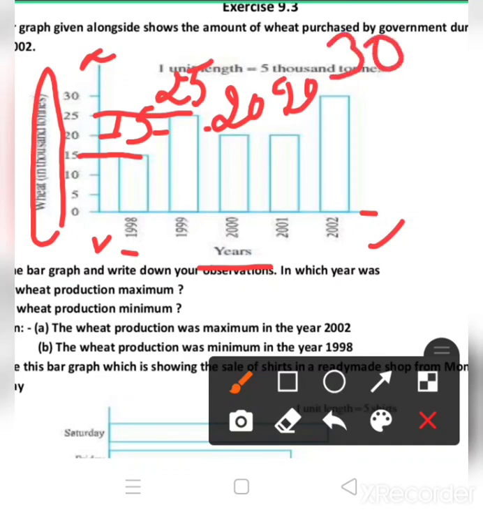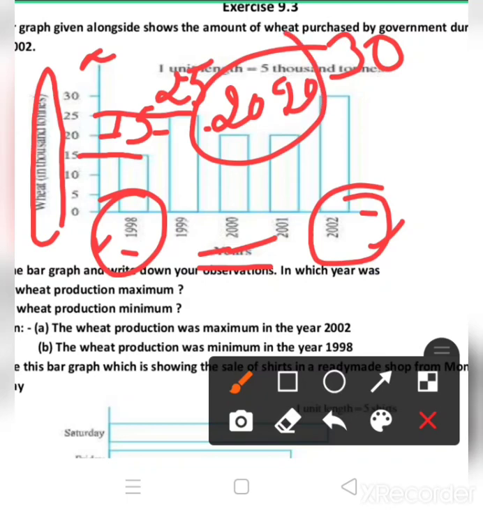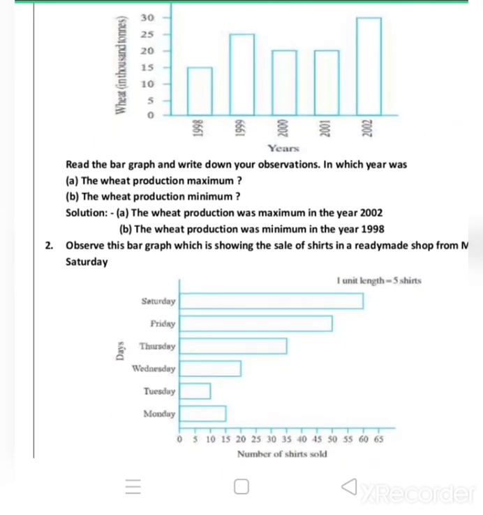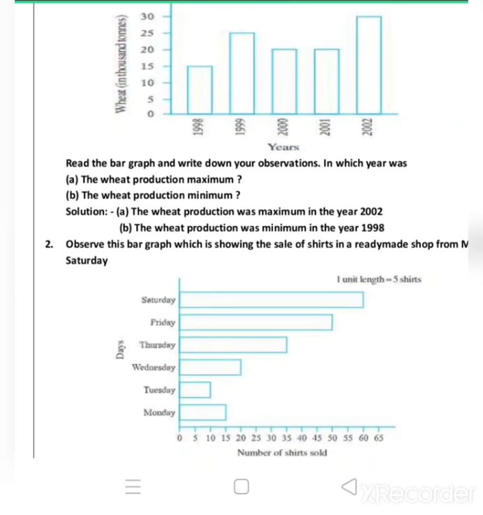From the bar graph what we have learned is that the minimum purchase is in 1998 and the maximum purchase is in 2002, and in 2000 and 2001 the purchases of wheat are equal. Now let us solve our question. Question number 1 is the wheat production maximum.